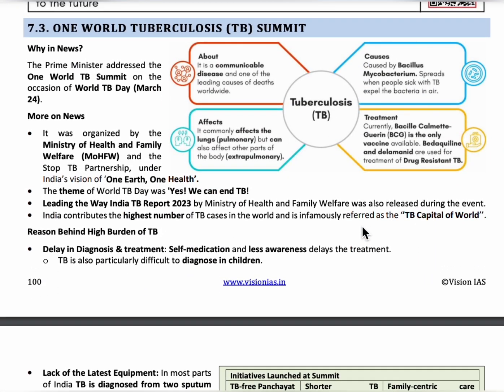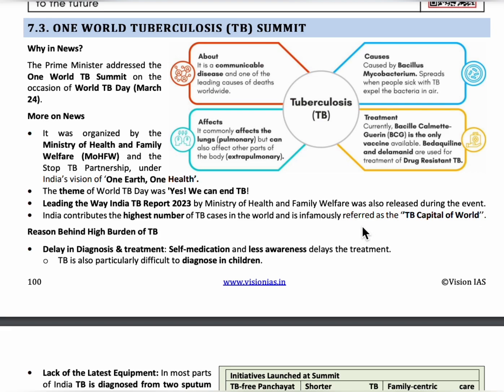The next topic is One World Tuberculosis Summit. So, this summit was organized by the Ministry of Health and Family Welfare and Stop TB Partnership with the theme Yes, We Can End TB. So, in this event, the Ministry of Health and Family Welfare released Leading the Way India TB Report 2023. So, as per the report, the highest cases are in Delhi and the lowest TB cases are in Kerala.